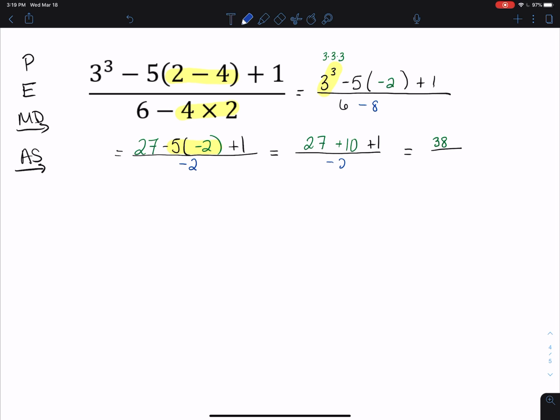I'm going to drag that negative 2 over. I have 38 over negative 2. I know that fraction bar really means division. So I'm going to do 38 divided by negative 2. That gives me negative 19.